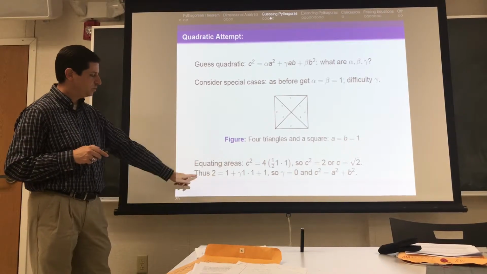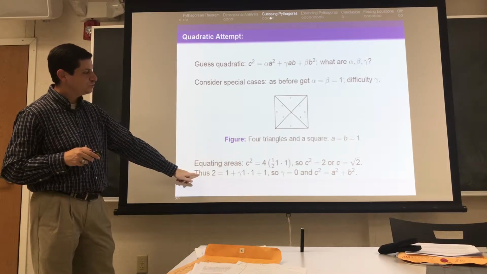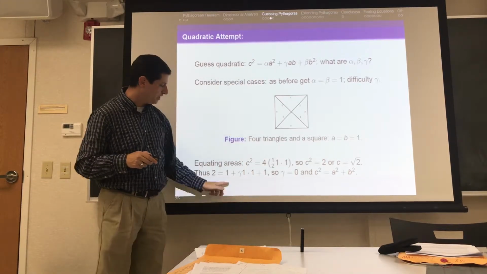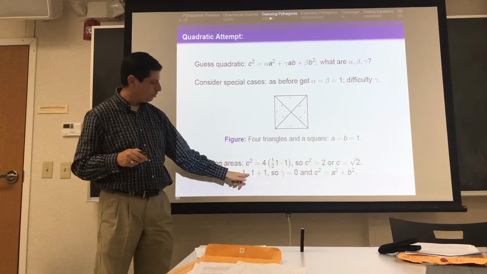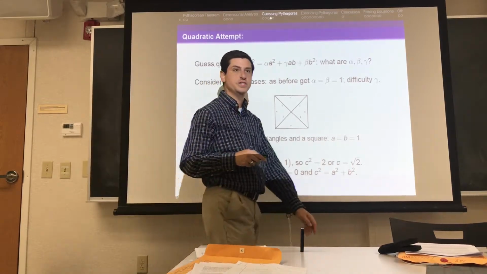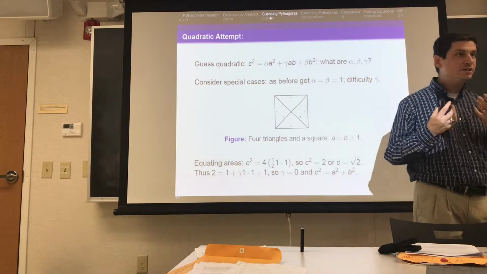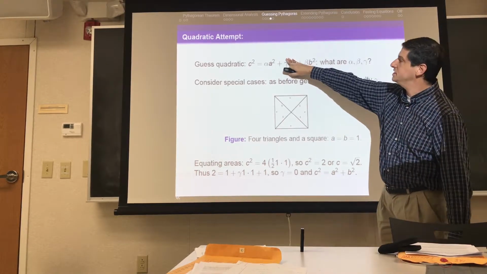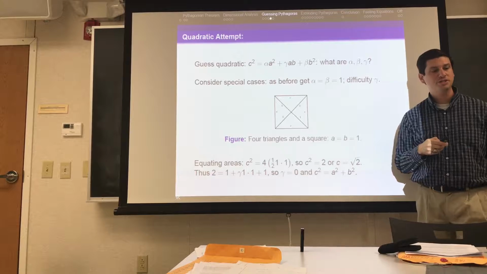So what will it tell us? Well, if C equals the square root of 2, and C squared is supposed to be this, and we know alpha equals beta equals 1, then we get 2 equals 1 times 1 plus gamma plus 1 times 1, so gamma is 0. So by looking at the 45, 45, 90 triangle, we can see that the only thing consistent is C squared equals A squared plus B squared.